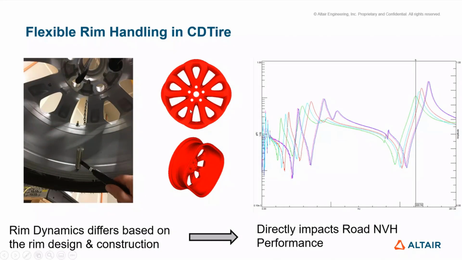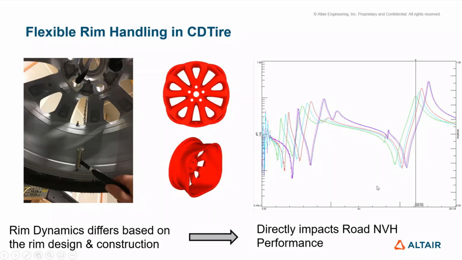This slide just shows the different FRF curves coming from different rims. So here, this is a test setup in which the user is trying to acquire different FRF responses for different rim designs. And here you can see that the rim dynamics differs based on the rim design and construction.